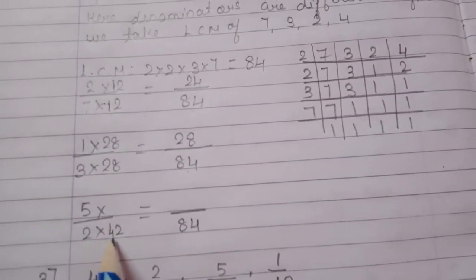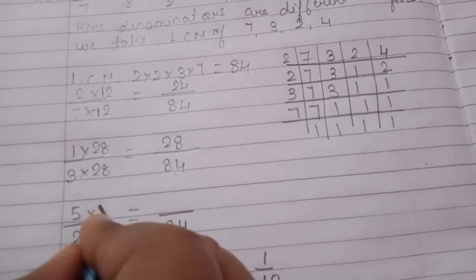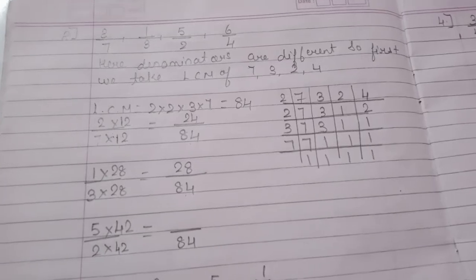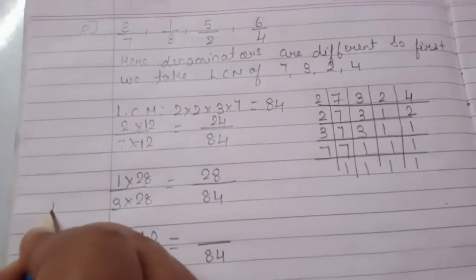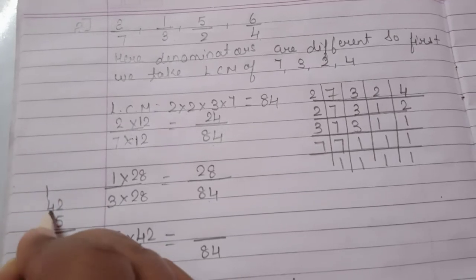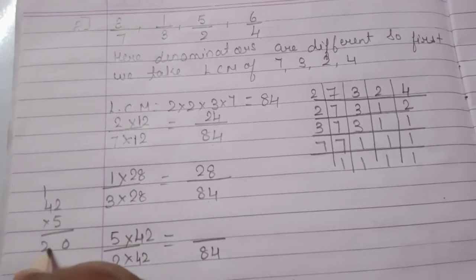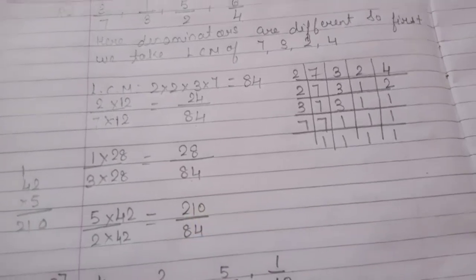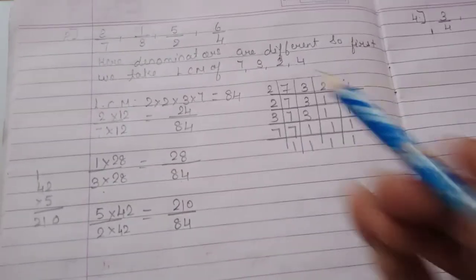So with 2 we will multiply 42 in the numerator also. So now 42 5s are... 5 2s are 10, 1 5 4s are 20, 20 plus 1 is 21. So 210. So now the next fraction is 6 upon 4.